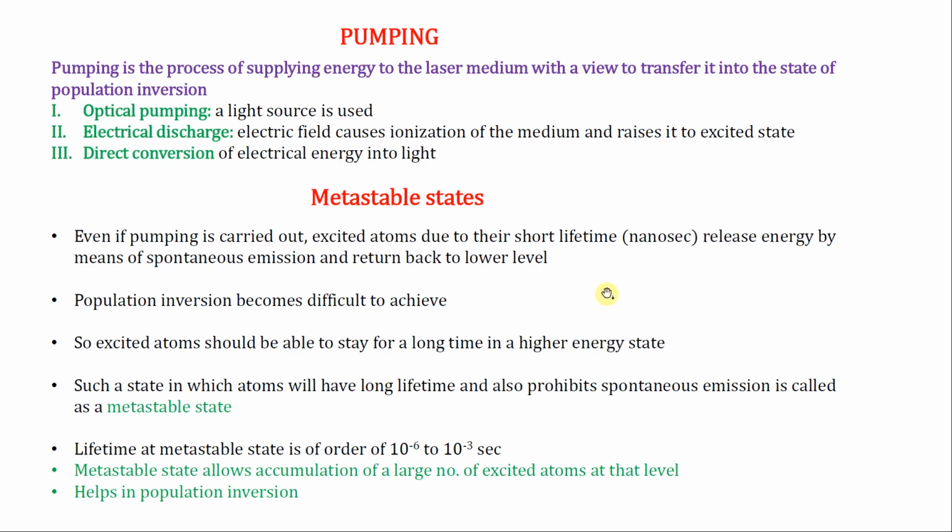So we need an energy level in which the excited atoms can stay for a longer duration. We need a higher energy level where the number of atoms can be more than at the low energy level, and at the same time they can stay for a longer duration. Such an energy level, in which the atoms have a long lifetime and which prohibits spontaneous emission but helps in stimulated emission, we call a metastable state. And the lifetime at a metastable state is of the order of microseconds to milliseconds, which is much better than that in the regular excited state.